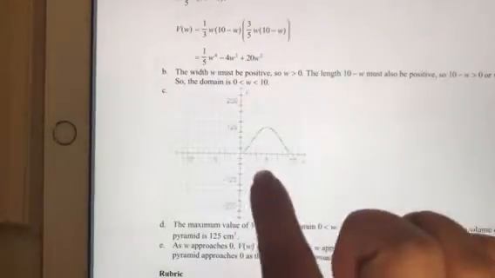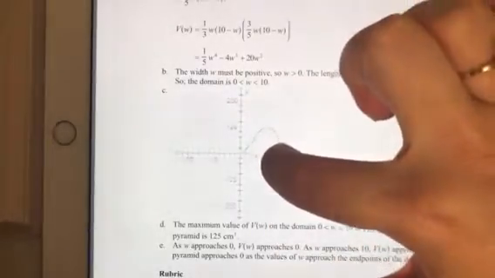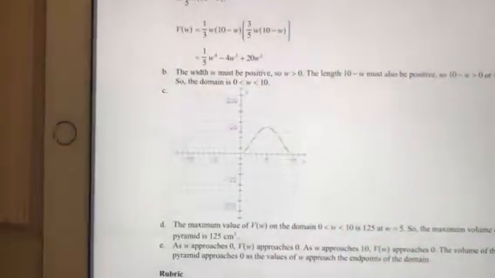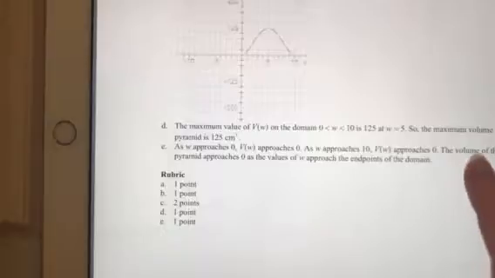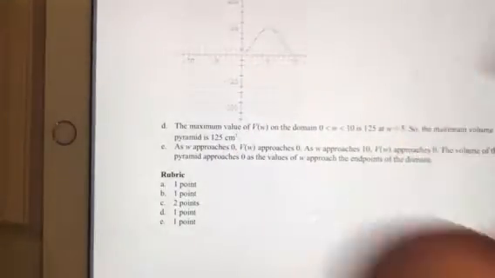Where is my max? Well, here's the peak up here. If you trace it down, it's sitting on the 5. So the maximum volume within that domain is where the width of my rectangle is 5. So the maximum volume of the pyramid is 125. That was the Y value on the graph.